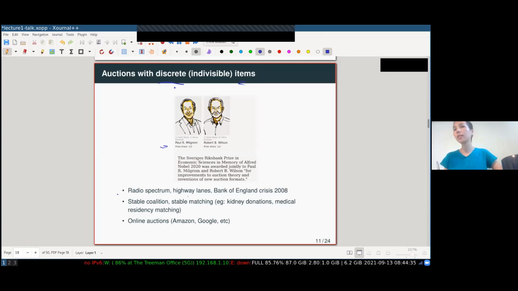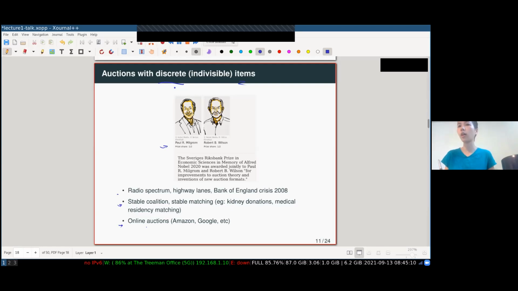I believe in the Netherlands, people do auctions of highway lanes, right? So different transport companies can auction off usage of highway lanes at different times. And then there's, for example, kidney donations. It's like a bipartite matching, which one could also think of in the framework of auctions, right? Where fundamentally it is a question about matching, say, buyers to goods. So in this example, we're matching kidney donors to kidney receivers, medical students to hospitals, that kind of thing.